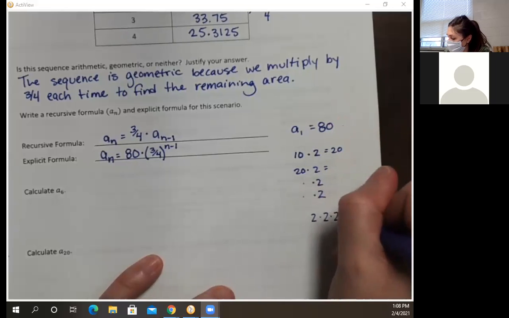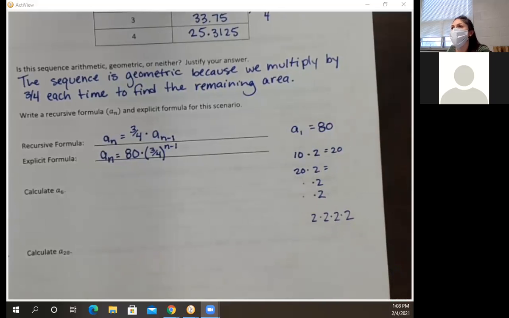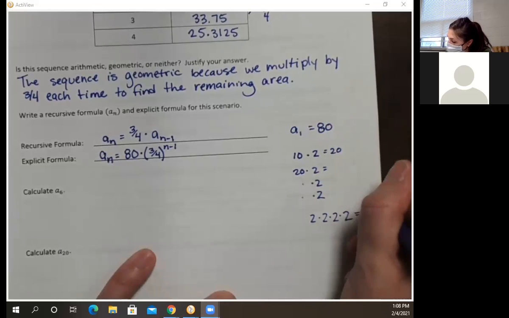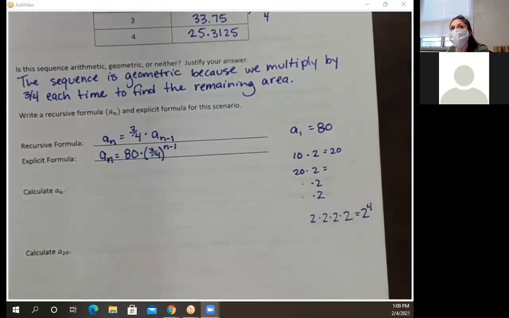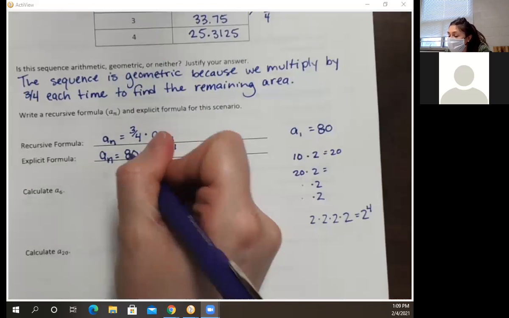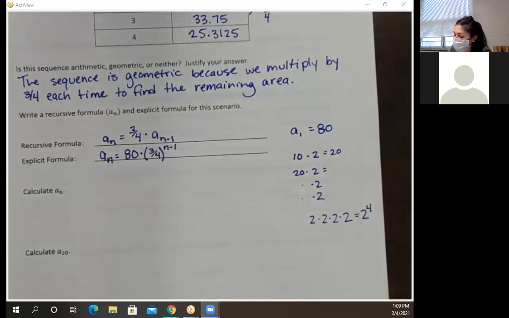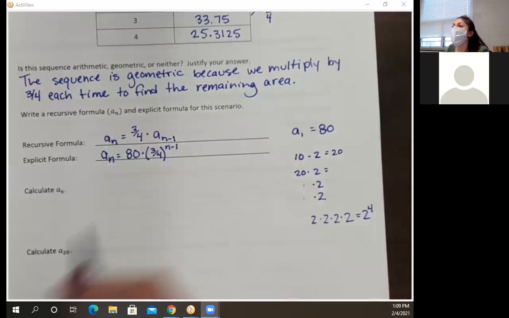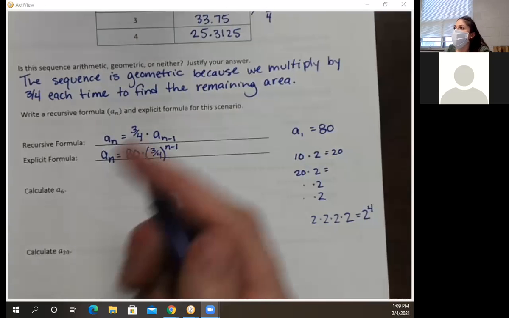What's another way that I could write this, that I want to multiply by 2 all those times? How else could I represent that? With an exponent, right? This is the same as 2 to the 4th. That tells me how many times to multiply by 2. That's the same idea here. We're starting with 80, and then we're going to multiply by 3/4, however many times we need to get the term that we want. So this is just a shorthand way to say keep multiplying by 3/4. Multiply by 3/4 this many times. Okay? That's why this one looks like an exponential function.